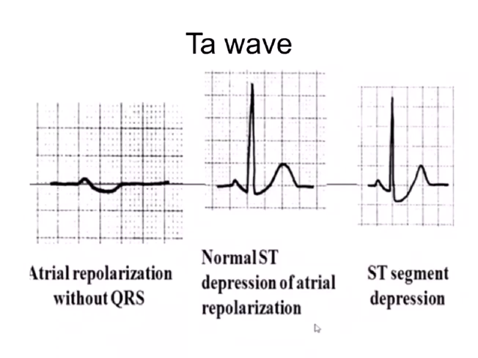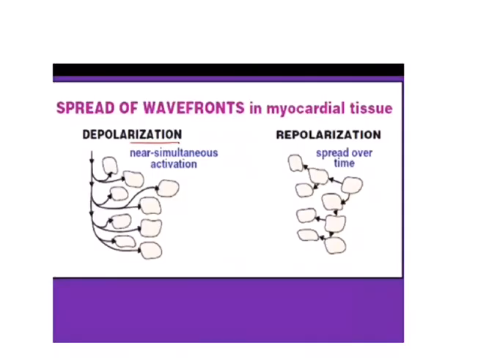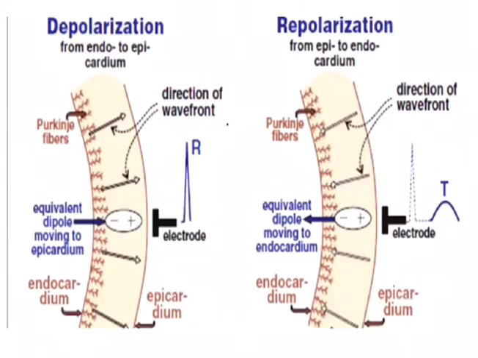Let us see what is the T wave. What is the basic difference between depolarization and repolarization? In depolarization, multiple cells or sites are activated simultaneously, but repolarization spreads very slowly, from one cell to another cell, the third cell, the fourth cell. It is basically a slow process.